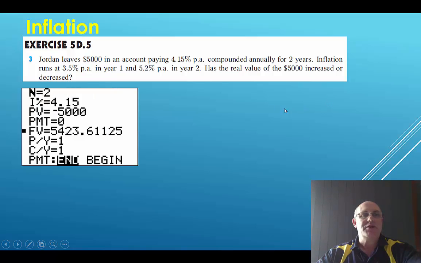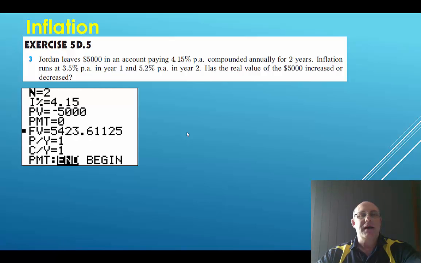So if we put that information into our calculator, N is 2, interest rate 4.15%, putting in $5,000, so minus 5,000, one payment per year. That works out to be $5,423.61.